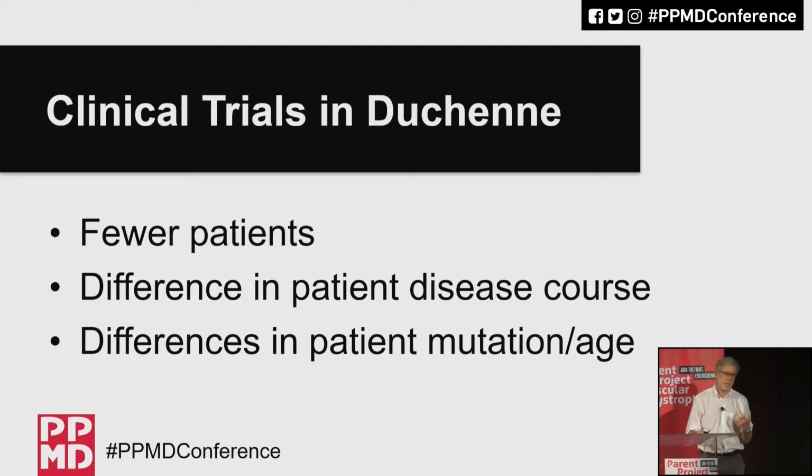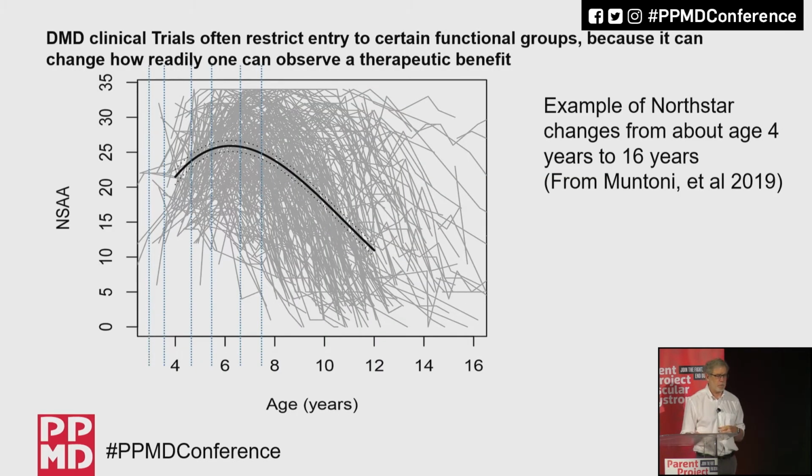So our Duchenne clinical trials always have fewer patients than typical clinical trials. Also, the patients have various different disease courses, not everybody is on exactly the same trajectory, and I'll show you a slide of that in a second in terms of why some of the clinical trials will be restricting boys in specific ways, particularly during the ambulatory years. And that's because some differences in patient mutation may change the severity of the disease over the course.